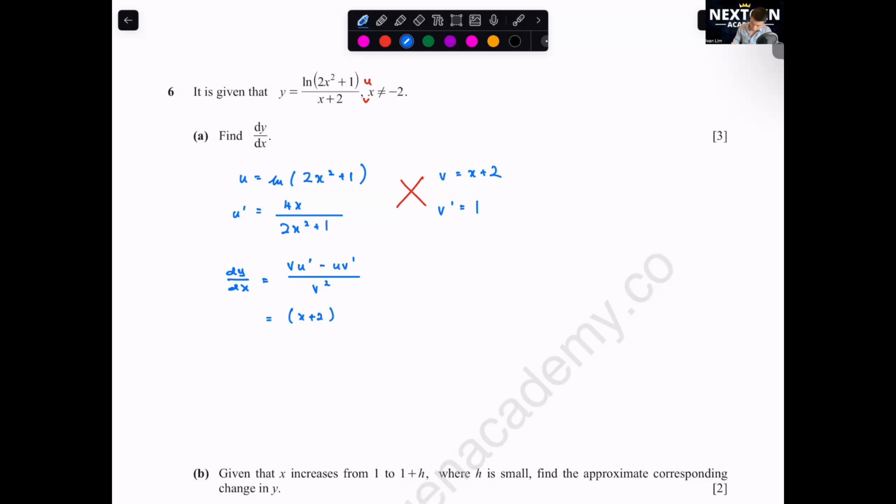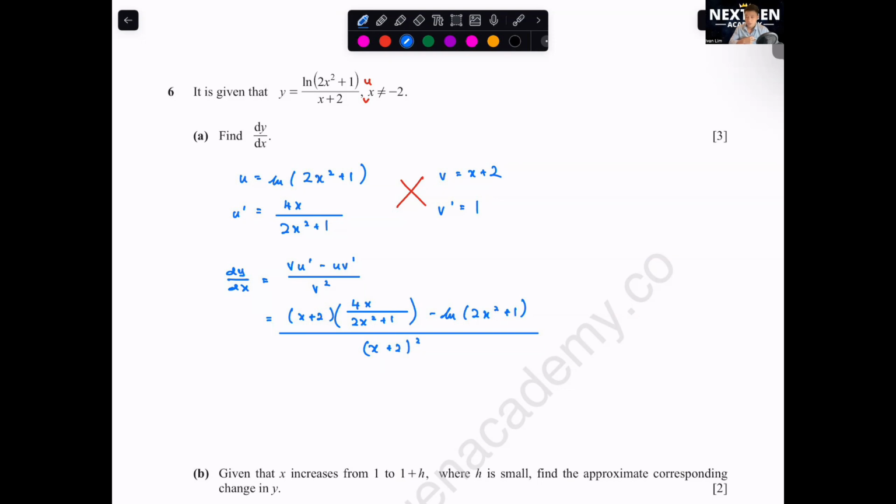x plus 2 times 4x over 2x squared plus 1, minus ln of 2x squared plus 1, times 1 (you don't need to write the times 1), over x plus 2 squared. You see over here, it's 3 marks only. Don't go and do anything extra. Don't simplify this either. Just leave it like this.